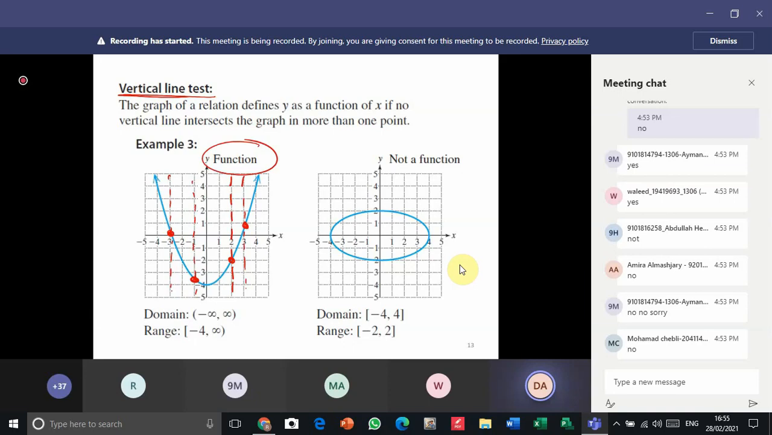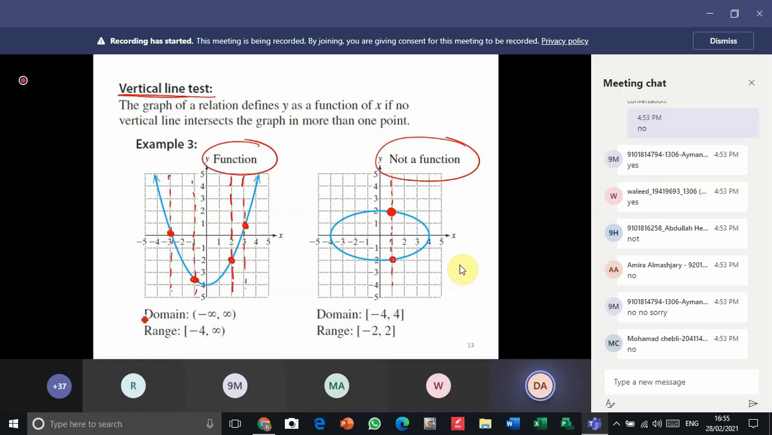If we have a vertical line, for example, here, in this vertical line we have two intersection points, or more than one point. So this is not a function. Not a function, because the vertical line has two intersection points between the vertical line and the curve.